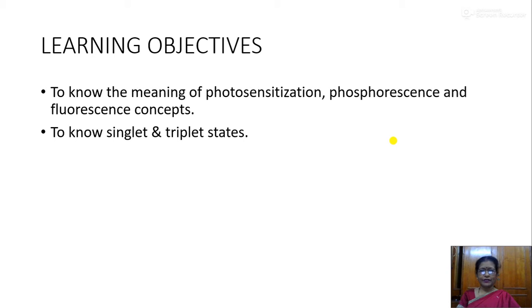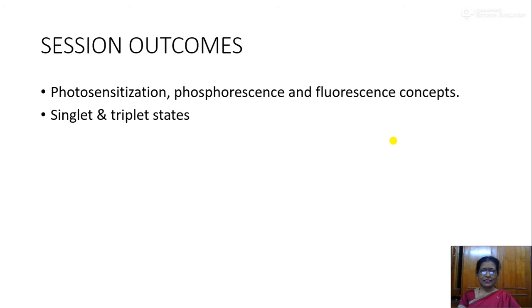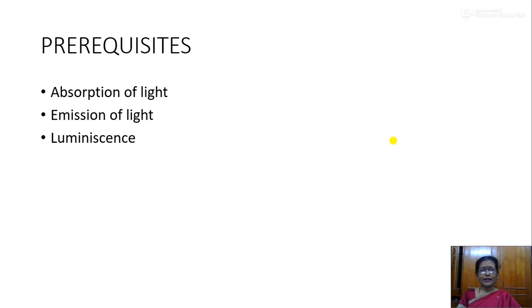Learning objectives are to know the meaning of photosensitization, phosphorescence, and fluorescence concepts, and to know singlet and triplet states. Session outcomes: photosensitization, phosphorescence and fluorescence, singlet and triplet states. Prerequisites: should know what is absorption of light, emission of light, luminescence.